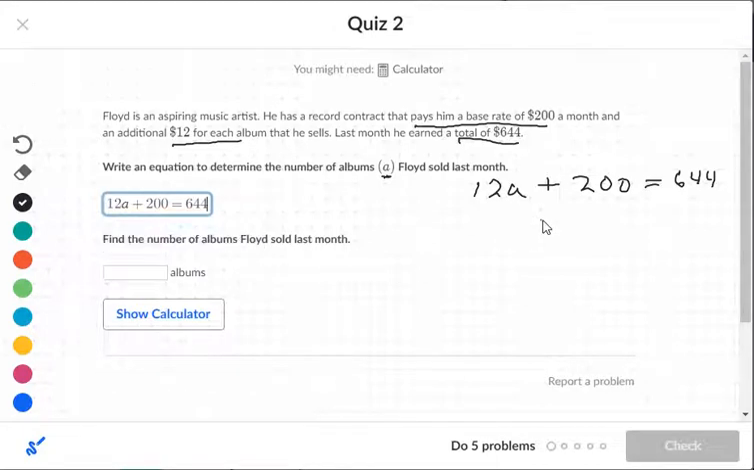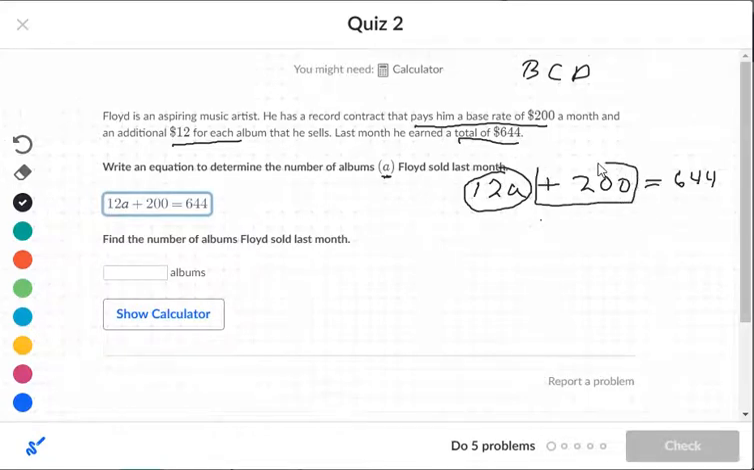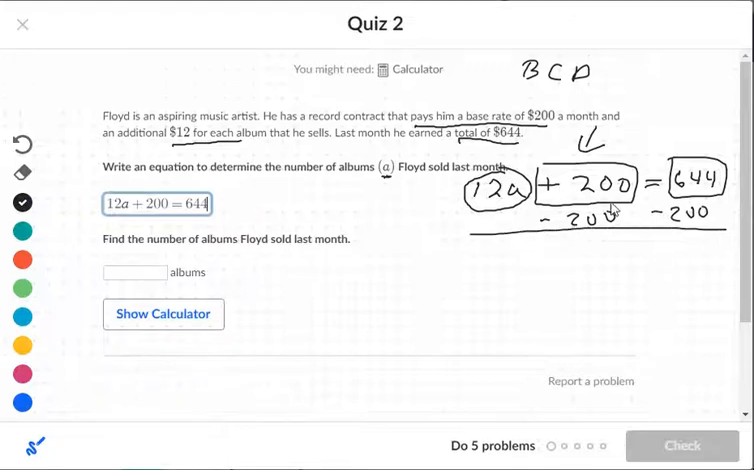Next, what we want to do now is solve this equation down. We're going to use our rule for BCD. We're going to circle our letters and box our numbers. We want this circle by itself, so everybody should know we're going to move the 200. Each box gets a negative 200. Cross this out. This gives me 12A equals 444.